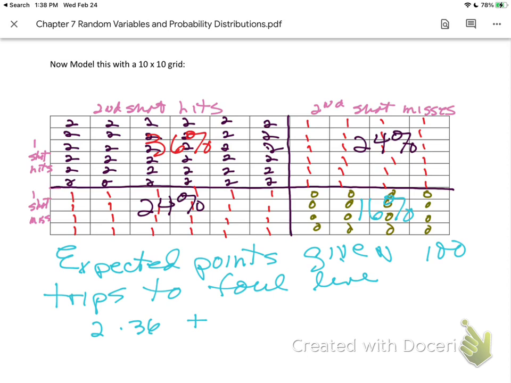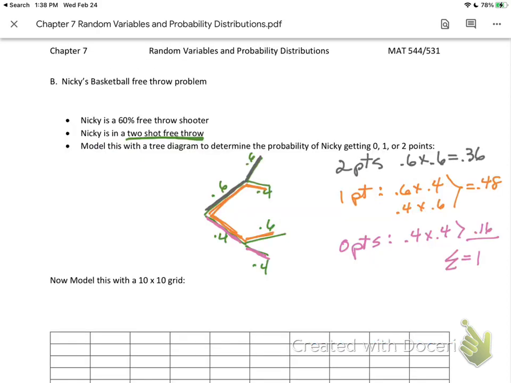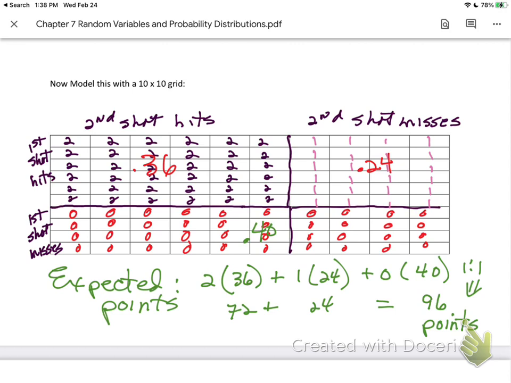Plus, she could get 1 point, and that would happen 48 times. Plus, she can get 0 points, and that would happen just 16 times. So this is going to be 72 plus 48 plus 0, which is 120 points, would be her expected points given 100 trips to the foul line. So notice, when she is in a 2-shot situation, her expected points are 120. And let's go back. When she was in a 1-and-1 situation, her expected points were 96.